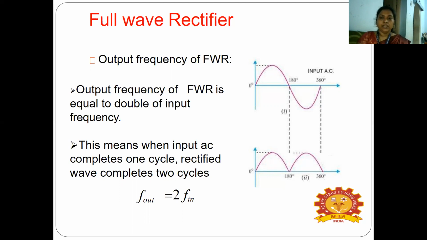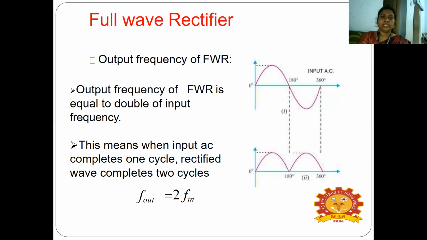Output, what happened? Actually in the half wave rectifier, you will be getting output from 0 to 180 degrees. But here, 0 to 180 degrees is one half, and another half is from 180 degrees to 360 degrees. So it is conducting for the full cycle. And there, the output frequency is equal to the input frequency. But here, the output frequency is equal to twice the input frequency.